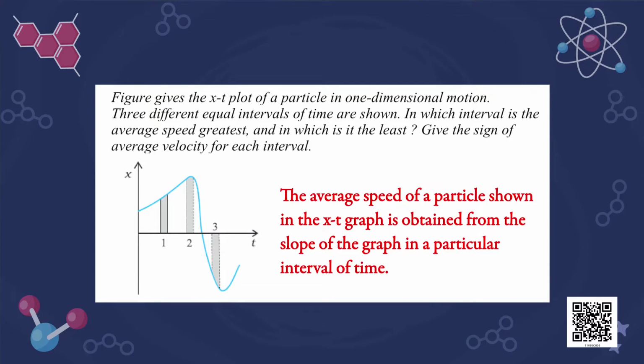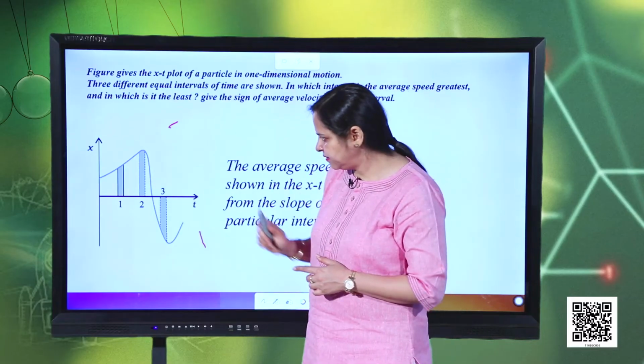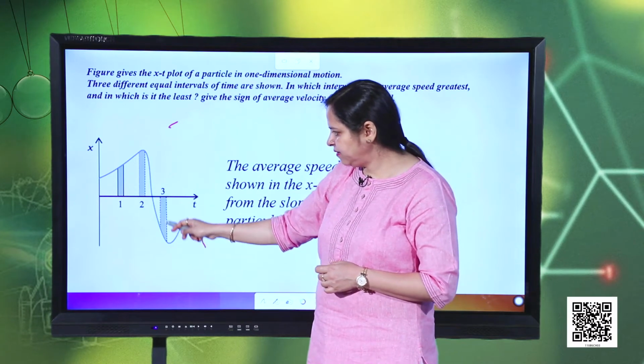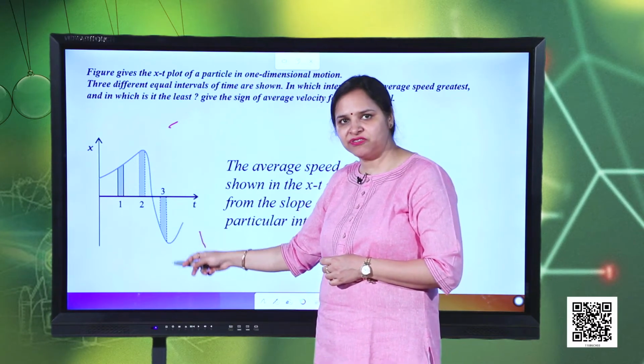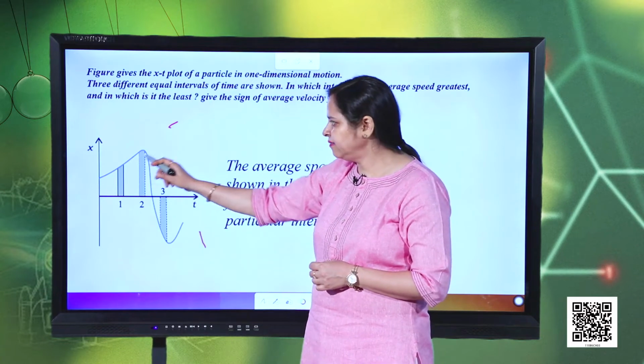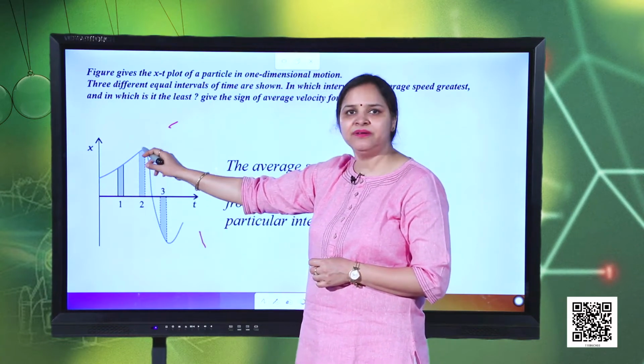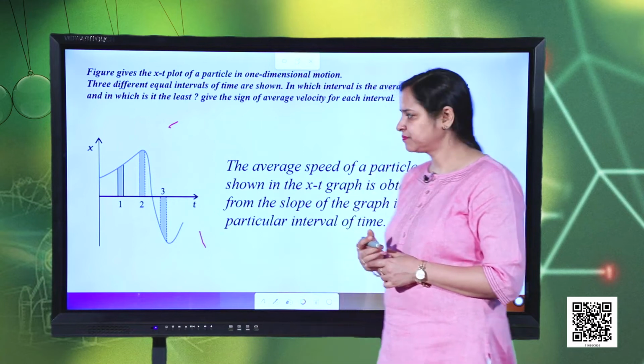Just look at this graph again. Here the displacement is negative in this third time interval, so velocity is negative in this region, whereas in the first and second time intervals velocity is positive.